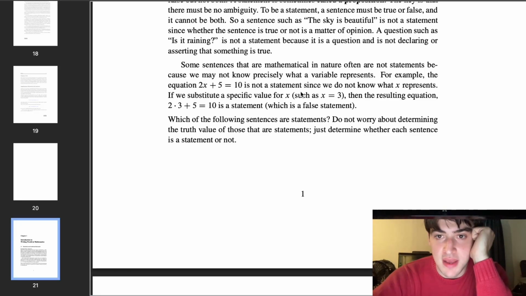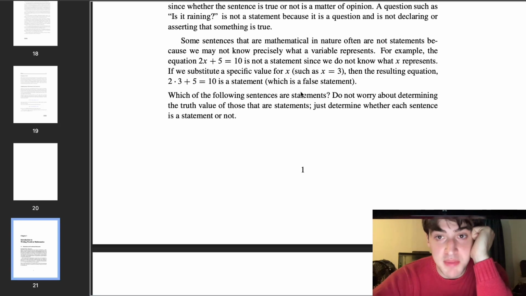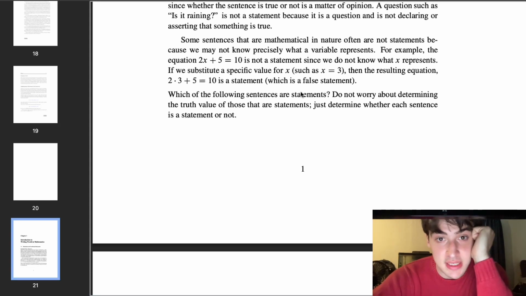So a sentence such as, "The sky is beautiful," is not a statement, since whether the sentence is true or not is a matter of opinion. A question such as, "Is it raining?" is not a statement, because it is a question, and is not declaring or asserting that something is true.